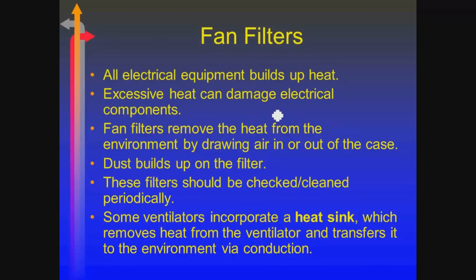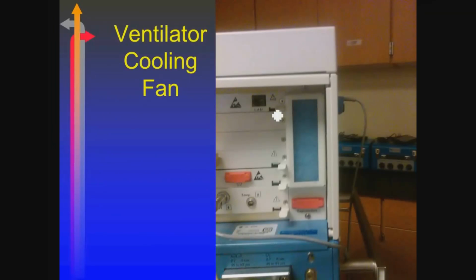The 840 is kind of unique. Although it has internal electronics, it uses what's called a heat sink to remove heat. It basically draws all the heat off and allows the atmosphere to do it. So here's an example of a ventilator cooling filter on the Draeger. Just a little blue filter on the back. You pull it out, shake it off, remove the dust, put it back in.